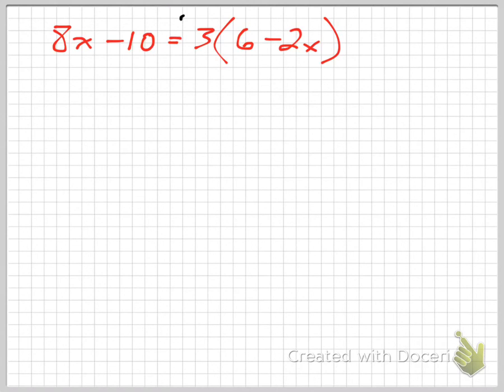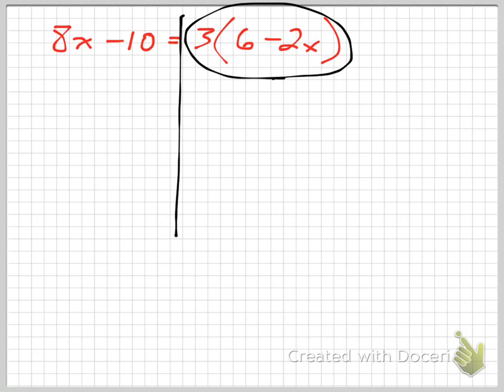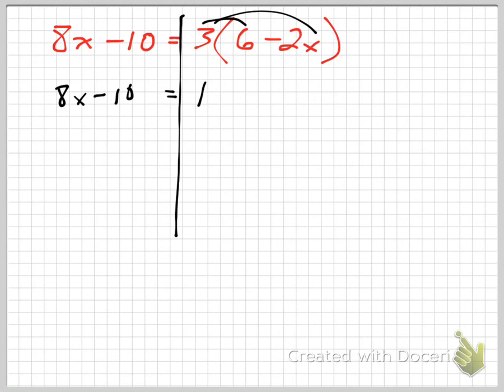Is the variable happy? No. Lots going on. First thing we do, though, is this. Look. Everybody up here. Is there anything I can do to simplify that? Yeah. I see the distributive property. You have to deal with that. 8x minus 10 equals 18 minus 6x. You had to have done that first.